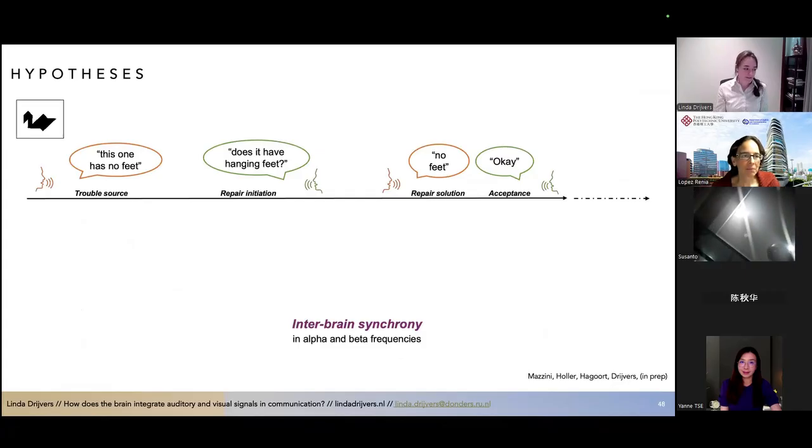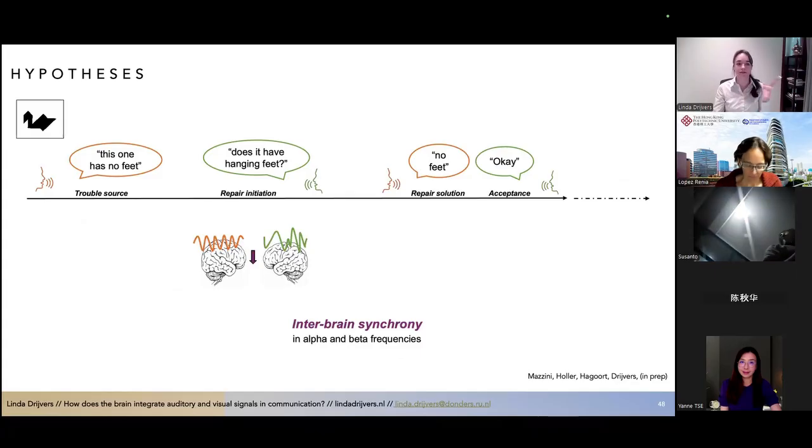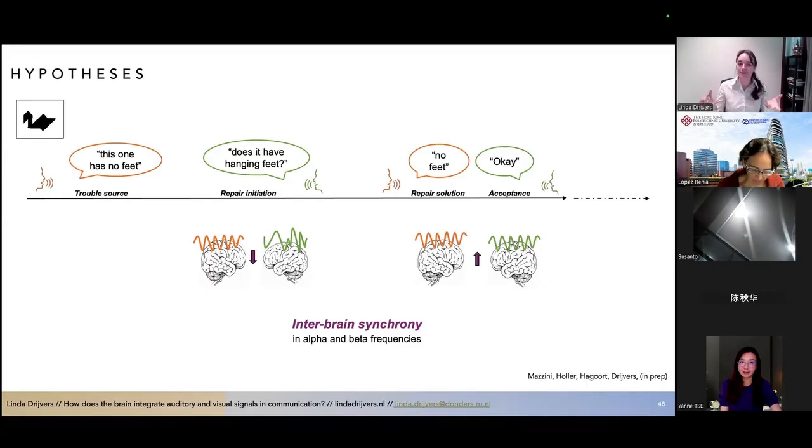Now, what we expected is that when people would have to describe these different figures, these repairs would occur. And what we expected was that synchrony between people would go down during a repair initiation, so a moment where they would not understand each other. And then it would go up when they would understand each other again. So this would be completely in line with all of these studies that said that neural synchrony is very important for successful communication, right? So it was a very straightforward hypothesis, and we just thought, let's look at the frequencies that have been reported so far in the literature, which were in alpha and beta.